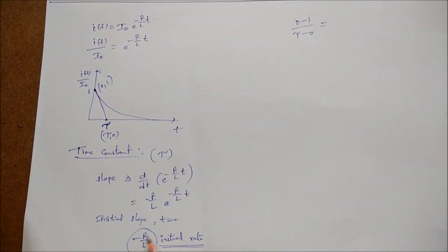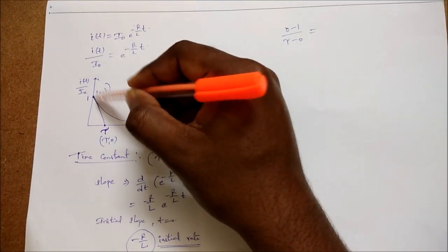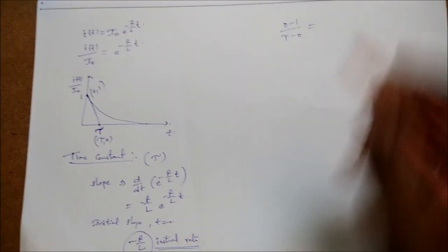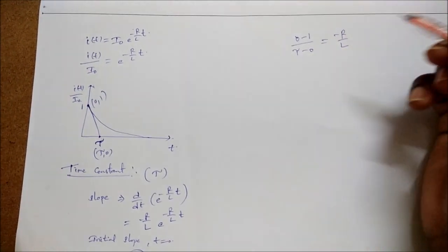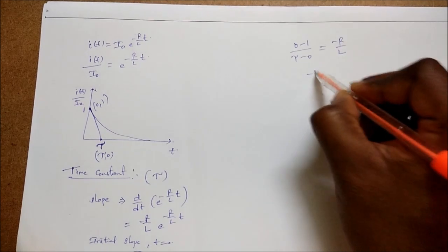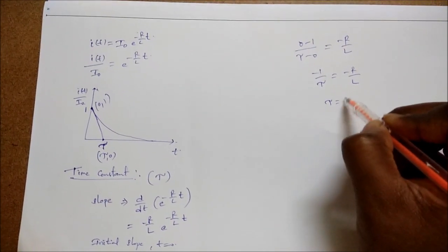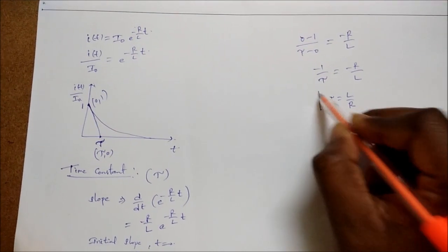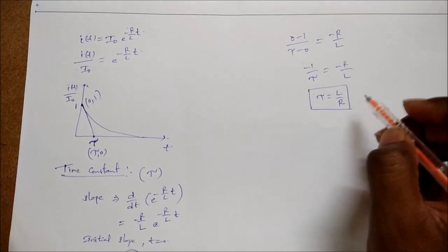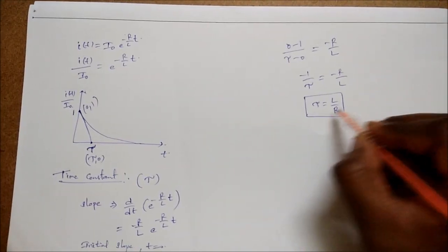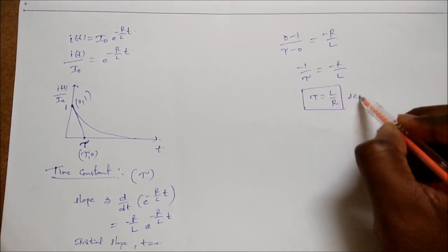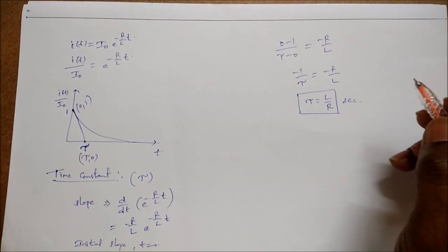We have found the initial slope. Initially at t is equal to 0, the curve is falling at this rate, that means minus R by L. Is it clear? So minus 1 by tau is equal to minus R by L, so tau is equal to L by R. Understand? So this is the time constant. The unit is seconds, so tau is equal to L by R seconds.